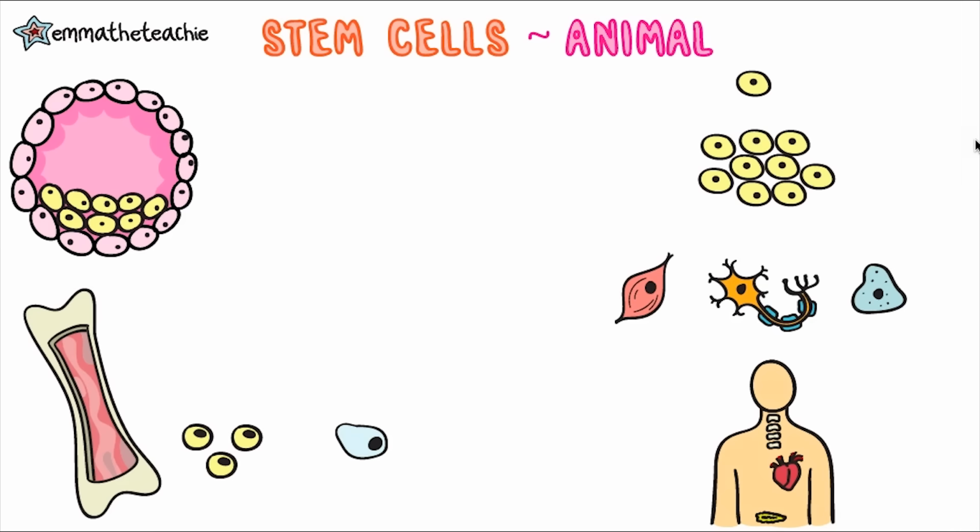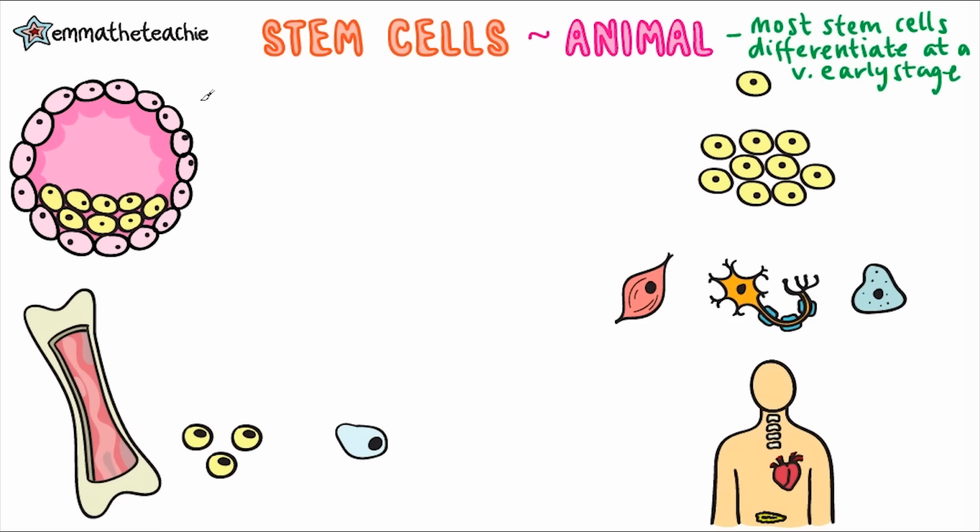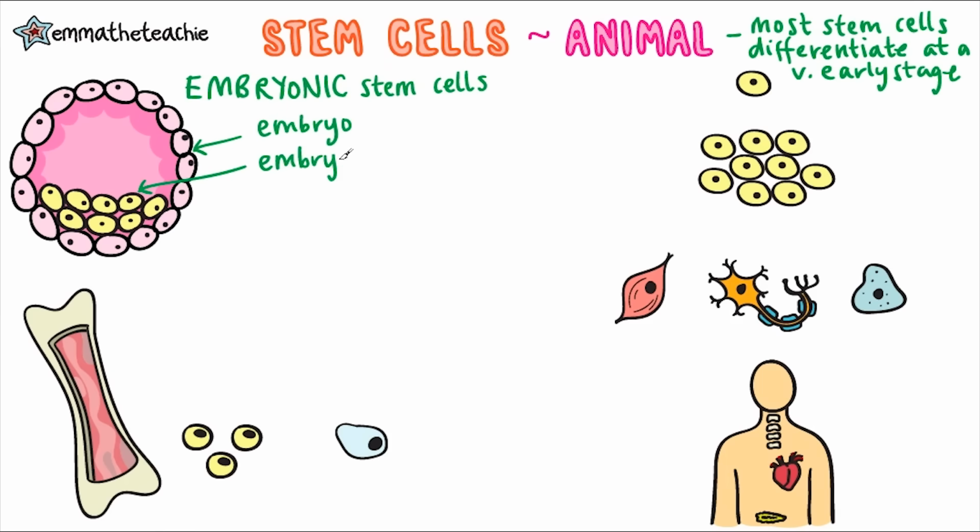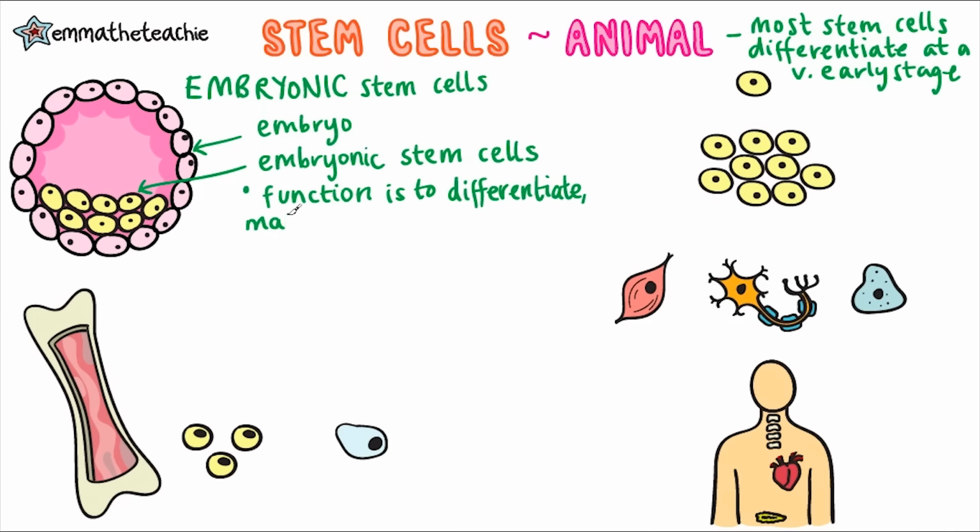Let's start with animals. Most animal stem cells will differentiate at a very early stage. This means that more stem cells can be found in an animal when it is still an embryo. We call these embryonic stem cells. An embryo forms when a fertilized egg cell divides, and this forms a hollow ball of cells. On the inside of this, we find the embryonic stem cells. The function of these is to differentiate to make all of the specialized cells in the body.